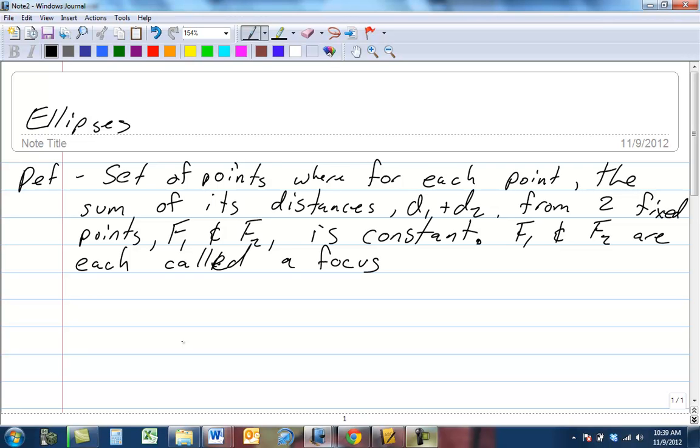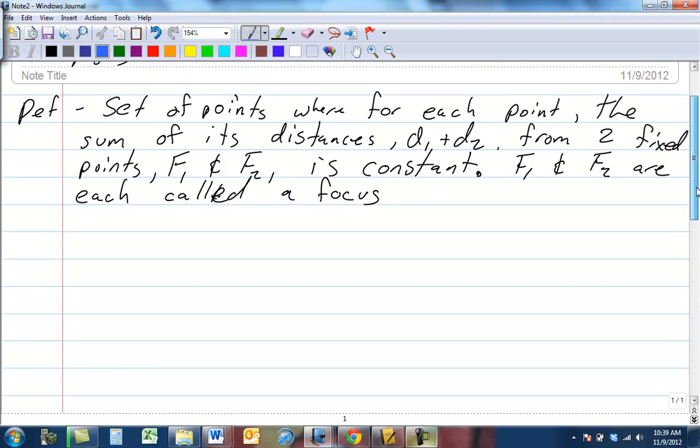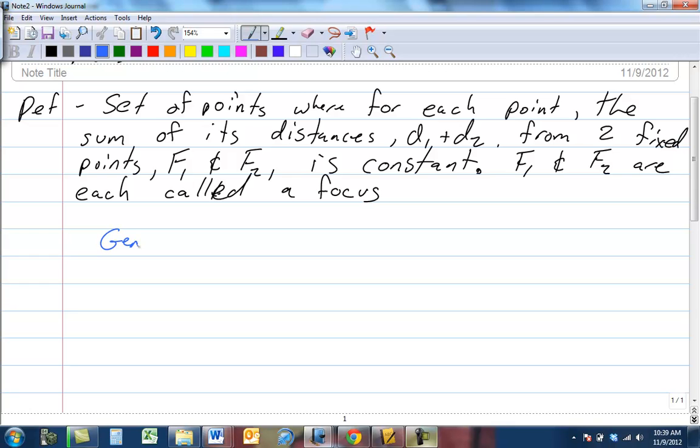Ellipses are the set of all points where for each point, the sum of its distances, d1 and d2, from two fixed points, f1 and f2, is constant. f1 and f2 are each called a focus. Go ahead and press pause and write that down, and then we'll talk about exactly what all that nonsense means. Okay, so before we talk about what that means, let's talk about the general form.